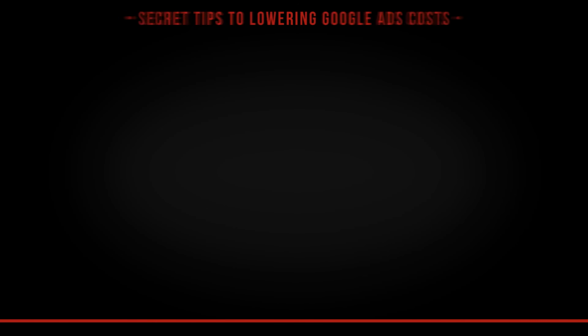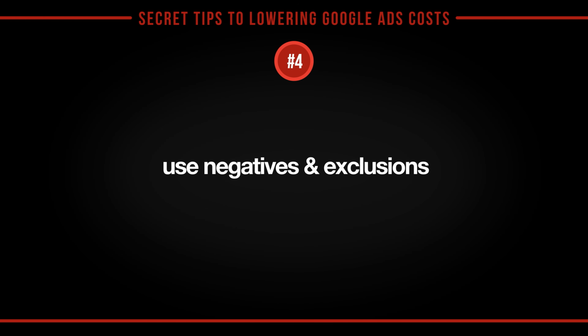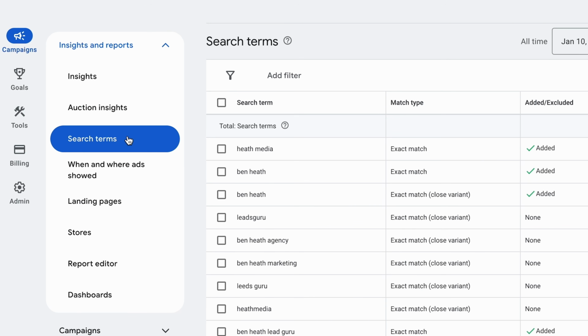Number 4 is to use negatives and exclusions. So regularly review your search terms report, get negative keywords added in. There are certain things you just don't want your ads to be shown for.